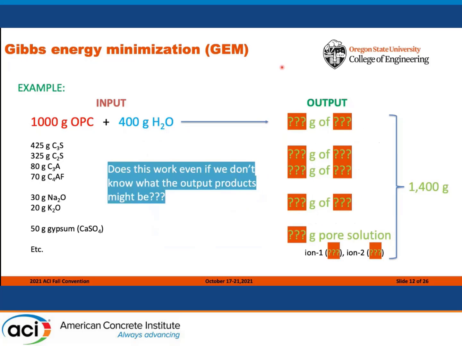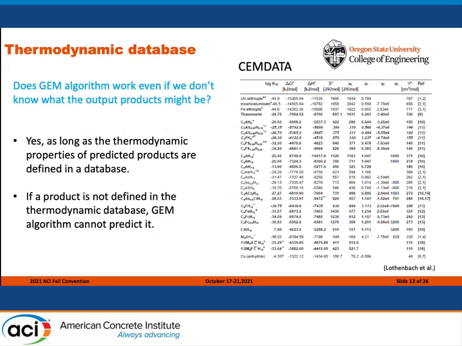There is an interesting question here. Does this algorithm work even if we don't know what the output products might be? So if you don't know that you're going to form CSH or calcium hydroxide or AFm or AFt phases, will you be able to guess their formation? And the answer is yes, as long as the Gibbs free energy minimization algorithm is coupled with a thermodynamic database that contains all or most possible products of cementitious reactions.